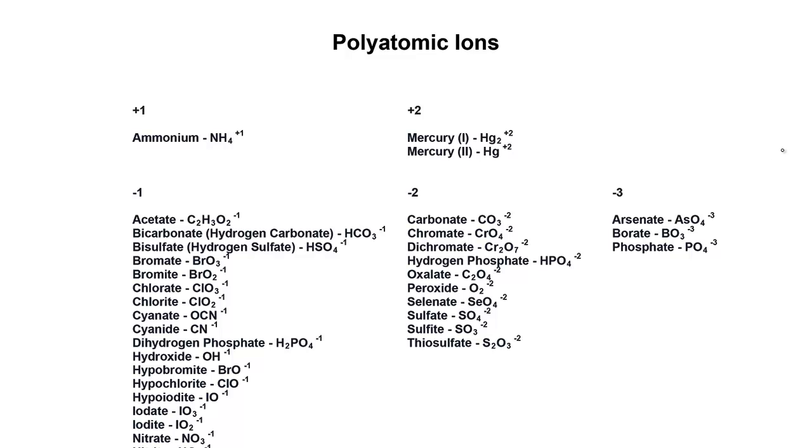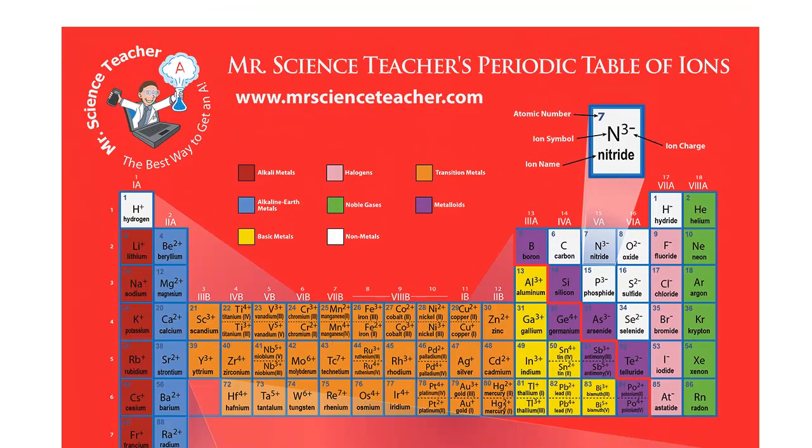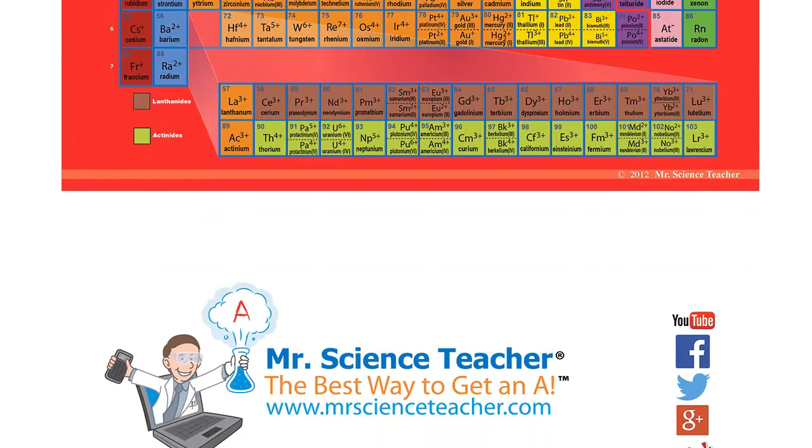Now, if you didn't happen to memorize these, well, that's just a shame. But what you should do is print yourself a copy of those polyatomic ions. You need to have that with you as well as this periodic table of ions. Get both of those with you so that you have those to look off of. All right, let's get going.